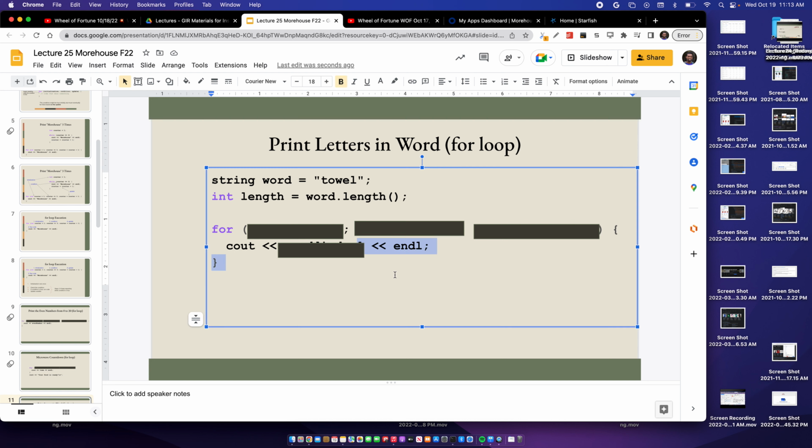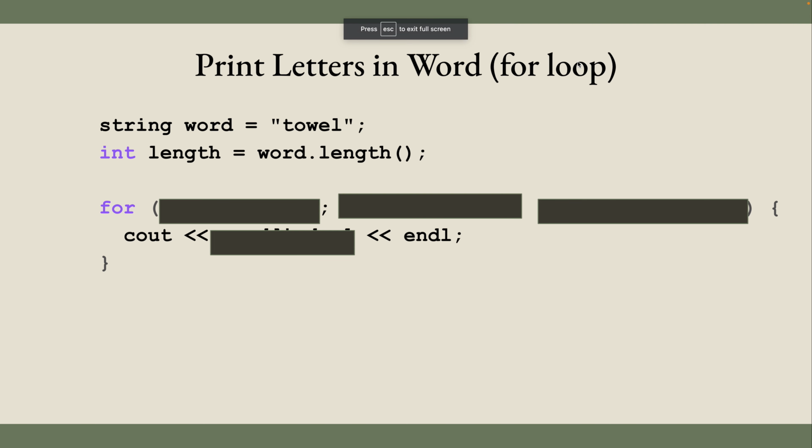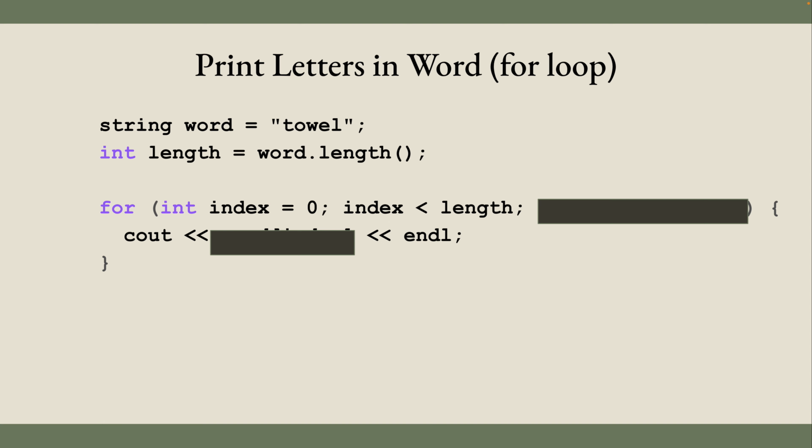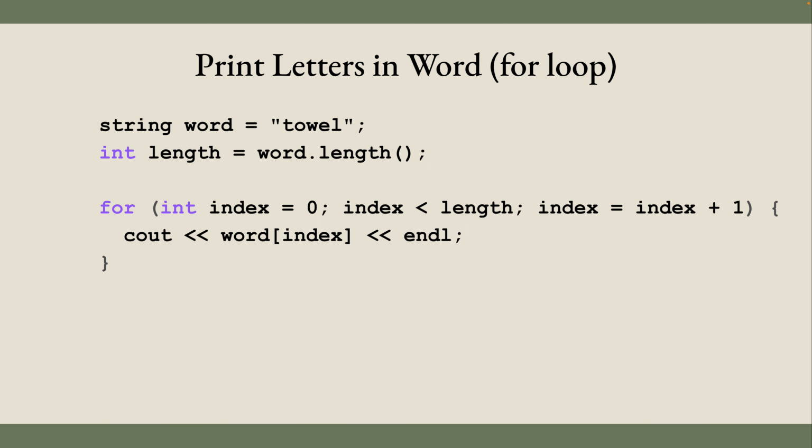All right. So if we were to run through this, int length is equal to word.length. As we said, index is equal to 0. Index is less than the length of the word. We increase index by 1. And then what can we see out here to print each letter on a new line? Word of index. If we just print word, it would print out the same word each time. If we do word of index, the first time we'll have word of 0, which is T, then word of 1, which is O, word of 2 is W, word of 3 is E, word of 4 is L. So index is going from 0 to 4.